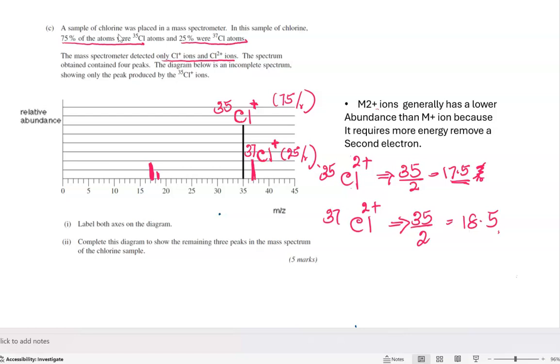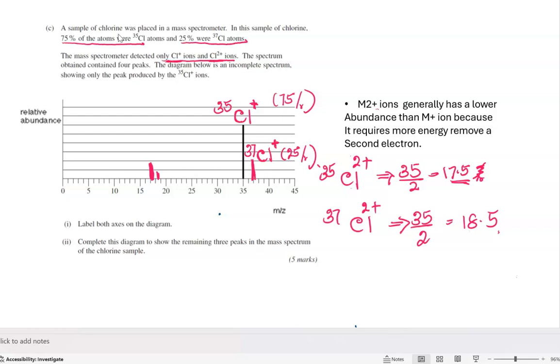Another question: a sample of chlorine was placed in a mass spectrometer. In this sample, 75% of atoms were chlorine 35 and 25% were chlorine 37. The mass spectrometer detects only chlorine 1 plus and chlorine 2 plus ions. The spectrum obtained contains 4 peaks. The diagram below is an incomplete spectrum showing only peaks produced by chlorine 35 1 plus ion.